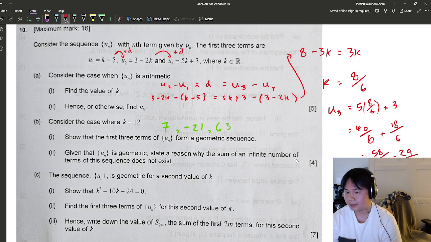Okay. And then as you can see, this is geometric because we are multiplying by negative 3 each time.